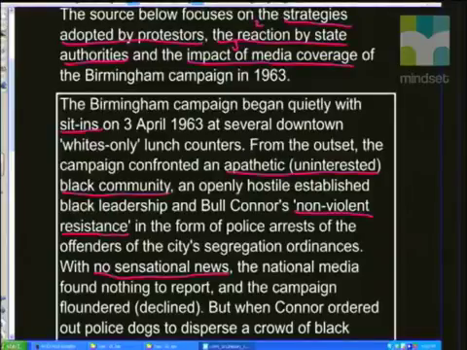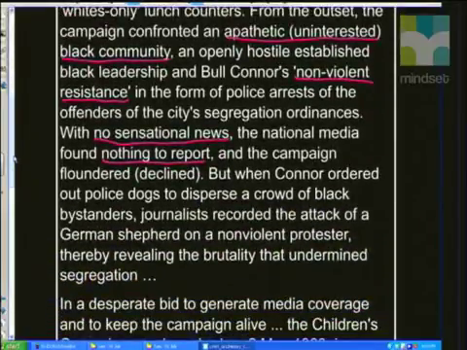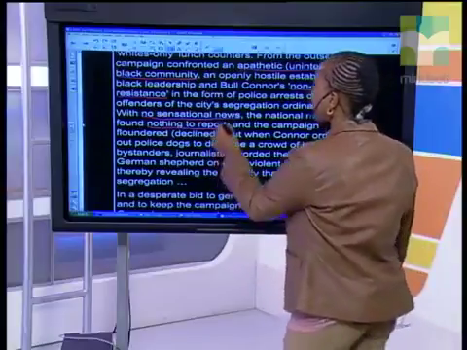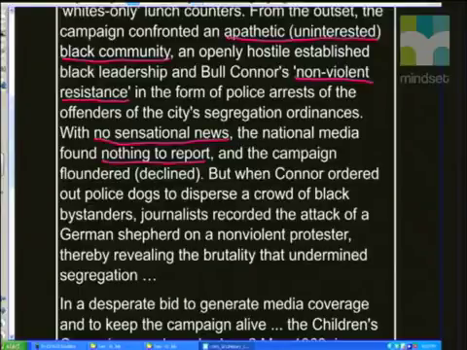The national media found nothing to report. So at this stage, at the beginning of the campaign, there was nothing to report. And as a result of that, what happened was that the campaign floundered or declined. So now you are being introduced to another very important skill in history, cause and effect. Now, because there was nothing to report, okay, so let me use a different color there to write. This was the cause. There was nothing to report, and as a result of that, the campaign declined. So this was the result or the effect. Okay, excuse my handwriting. But you can see cause and effect. Nothing to report, and as a result of that, then there was a decline in the campaign.